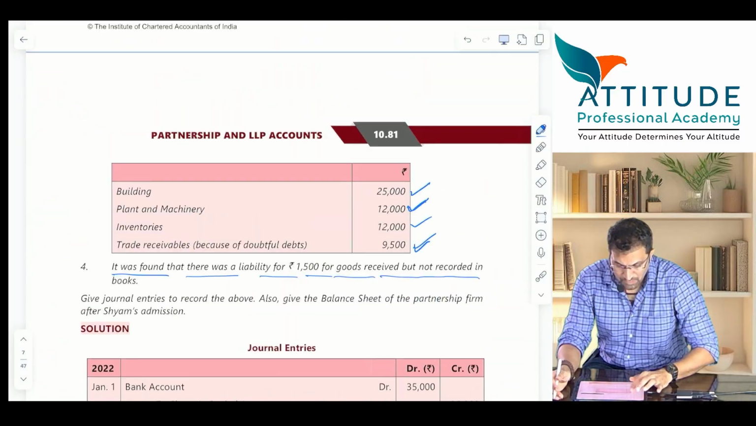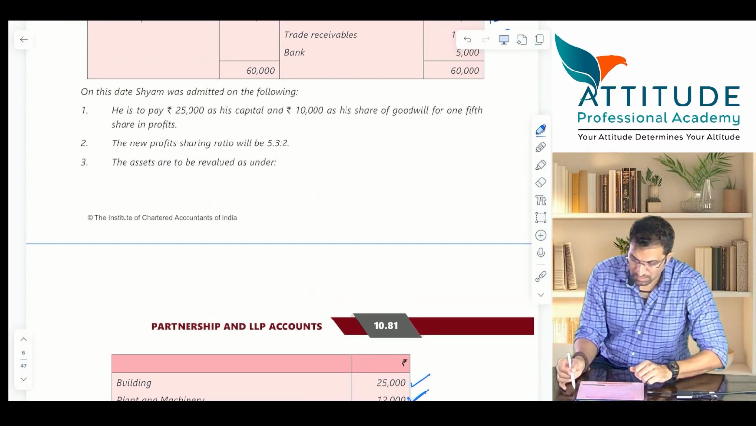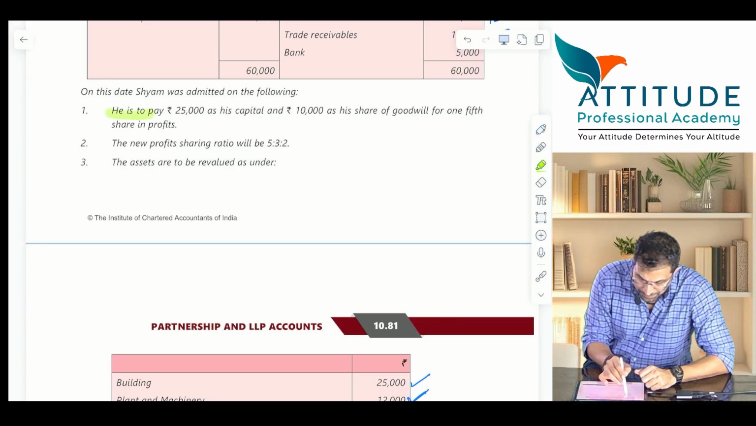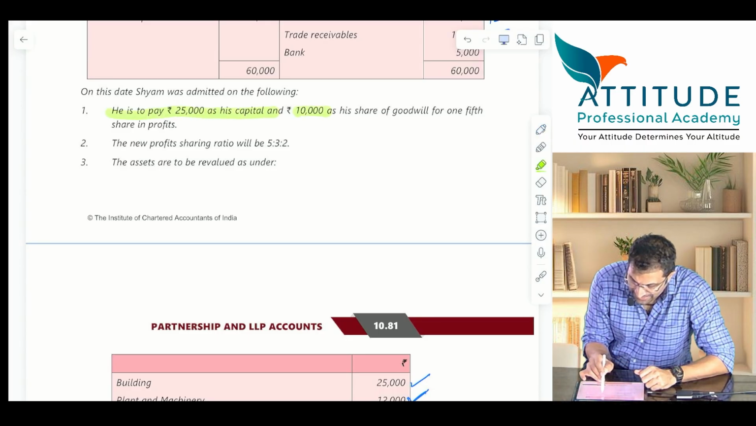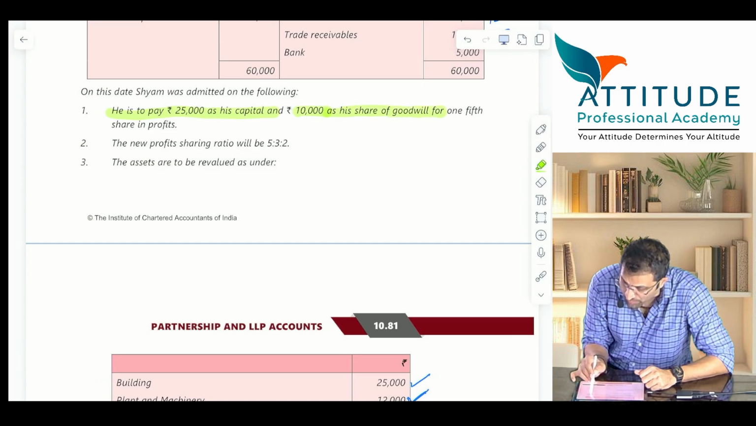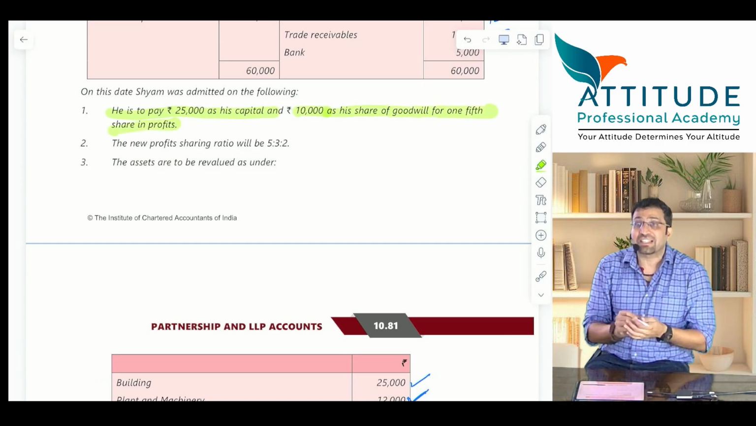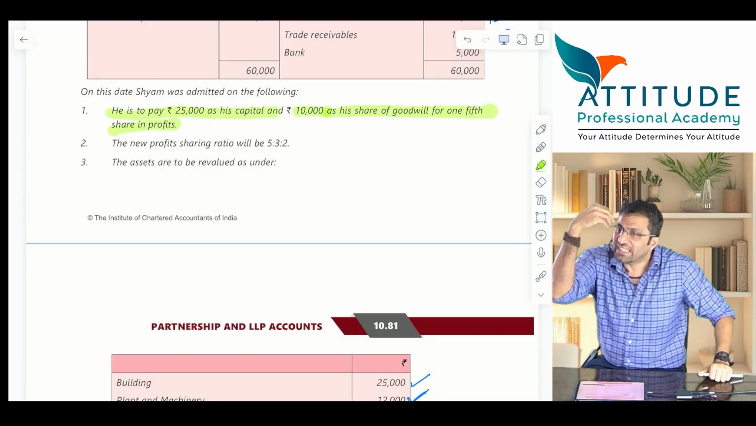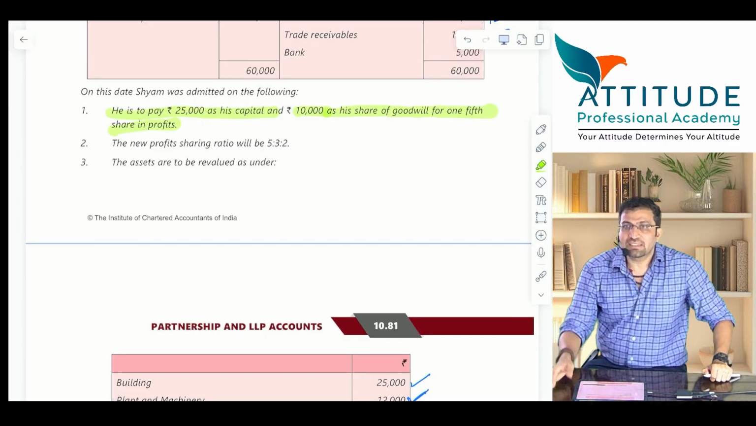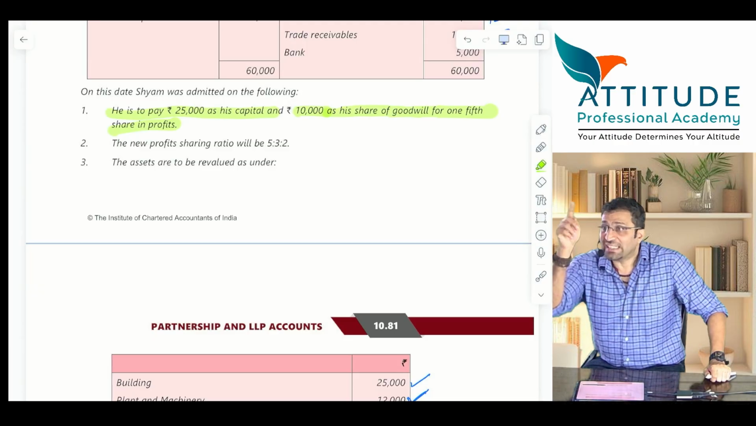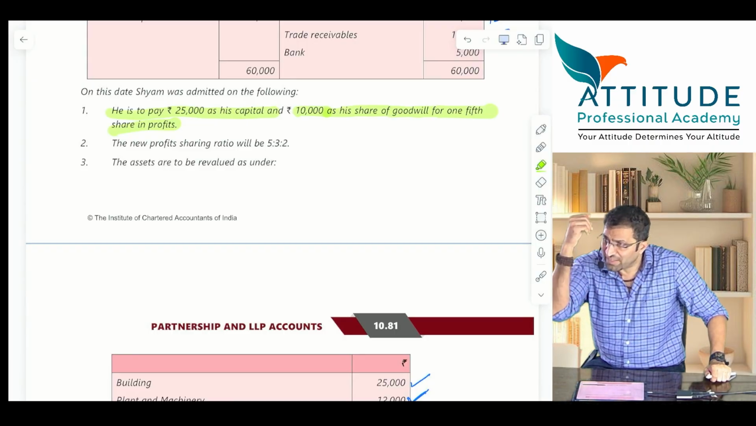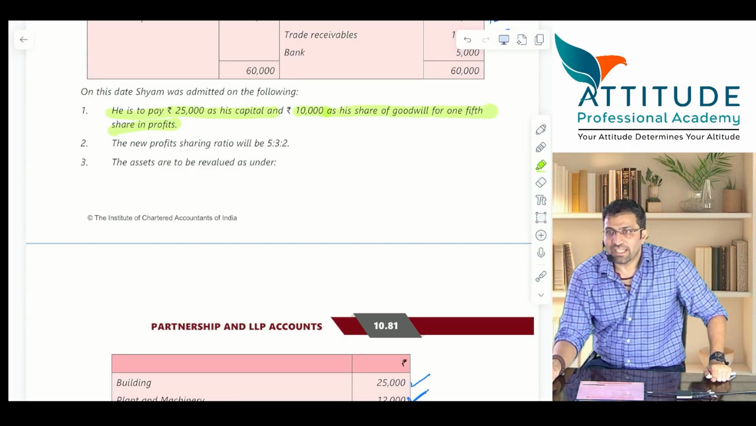Read it carefully. He pays 25,000 as capital and 10,000 as his share of goodwill for 1/5 share of the profits. His share. This is not firm's goodwill. Already given that he is bringing 10,000. See, in my example, I took 90,000 as goodwill and then I said 1/3. Here they have clearly given he is bringing 10,000. So his share is 1/5.